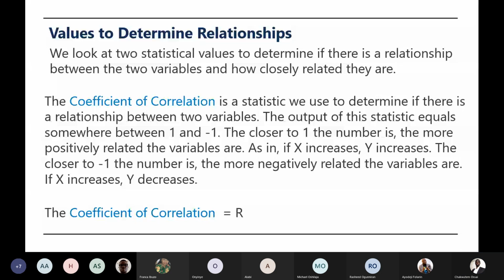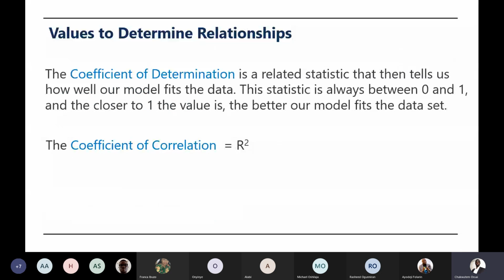Also, the second value that will determine relationship is the coefficient of determination. Don't confuse both of them. The first one is coefficient of correlation, while the second one is coefficient of determination. And coefficient of determination is denoted as R square. So please don't mind my writing here. I didn't edit this correctly. So this is supposed to be coefficient of correlation.